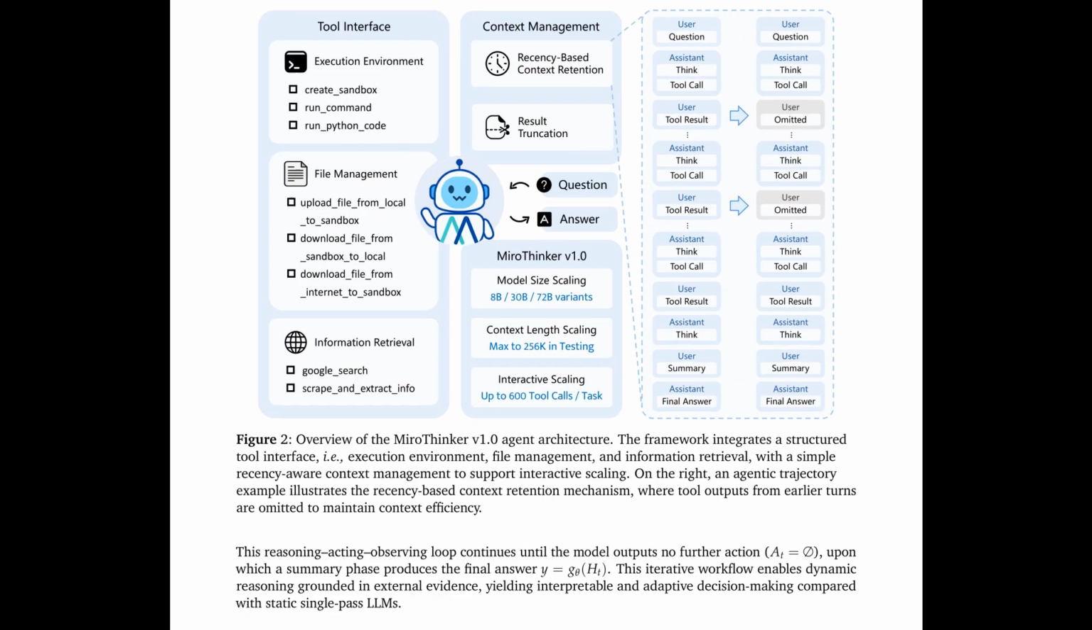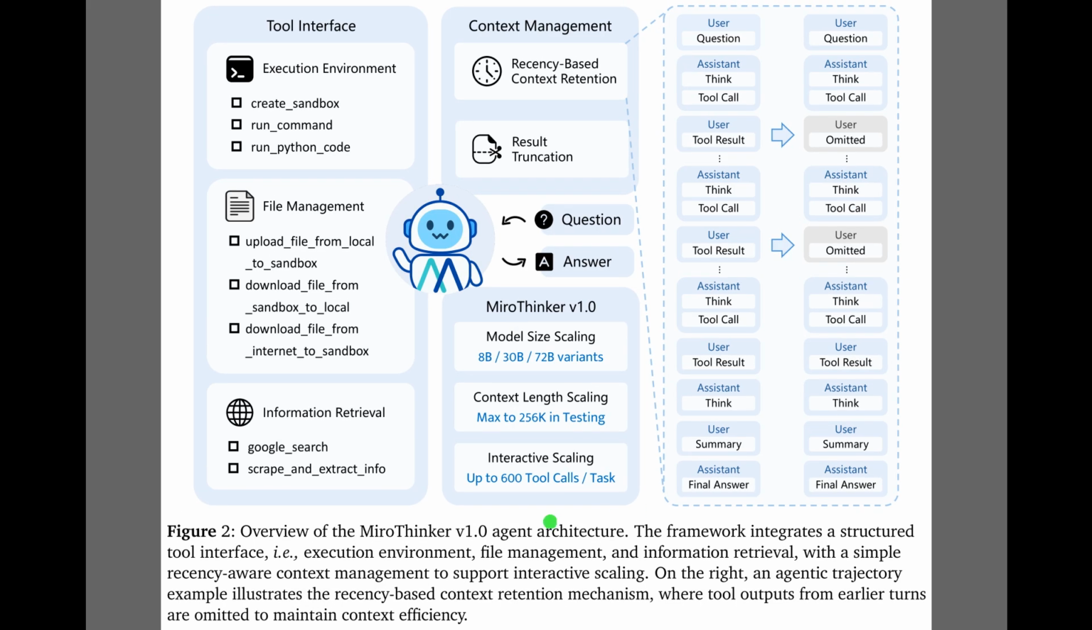Figure 2 explains how the research agent actually operates as a tool-using system. The left side shows the tool interface, which bundles the Linux sandbox, file management, and web search tools that the model can call during reasoning. The central block covers context management, which keeps only the most recent and relevant tool outputs so the 256,000 token window stays efficient. On the right, the stacked think, tool call, and tool result boxes depict a long multi-turn interaction, where older, less useful turns are gradually omitted while the agent works toward a final answer.